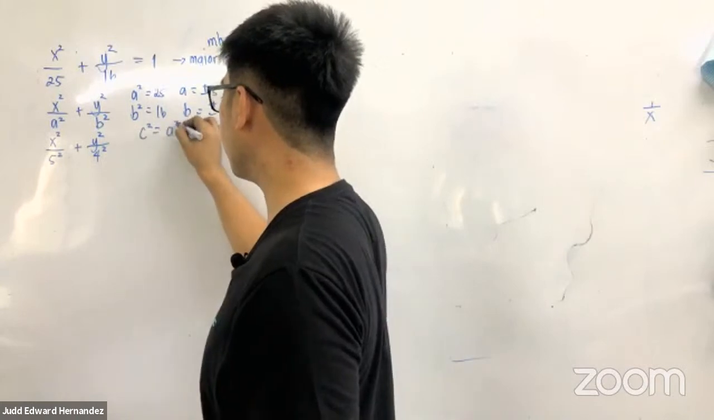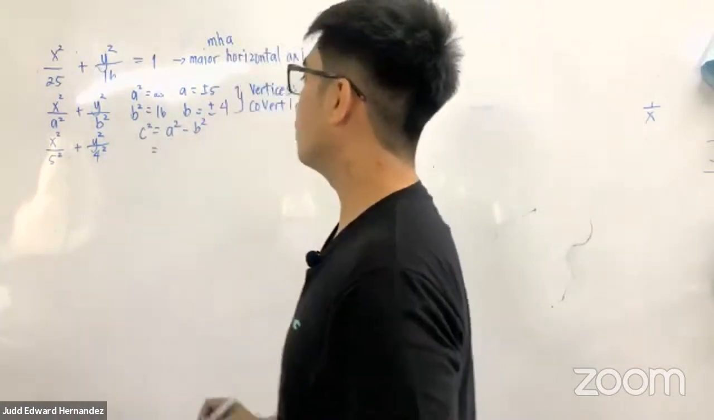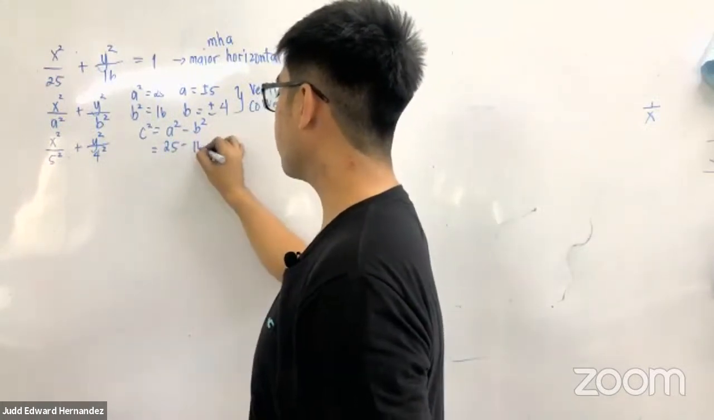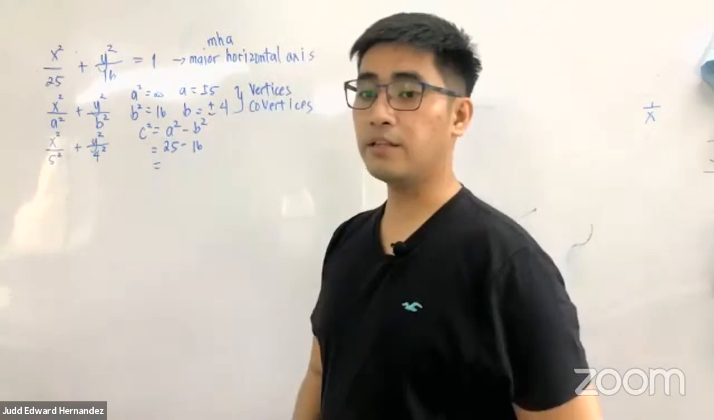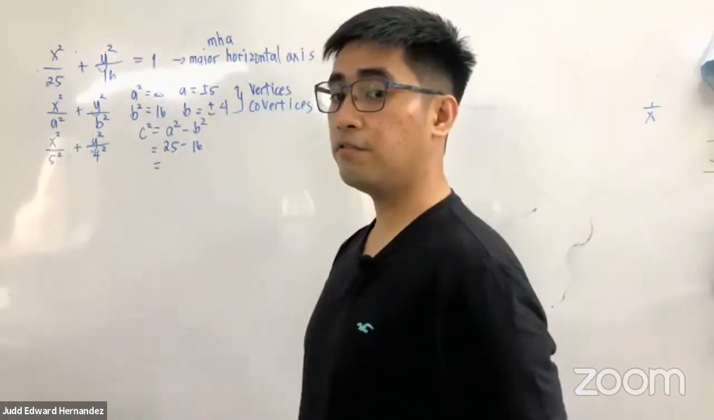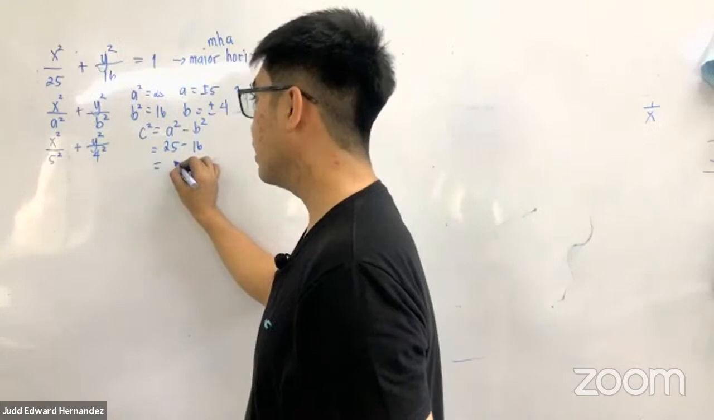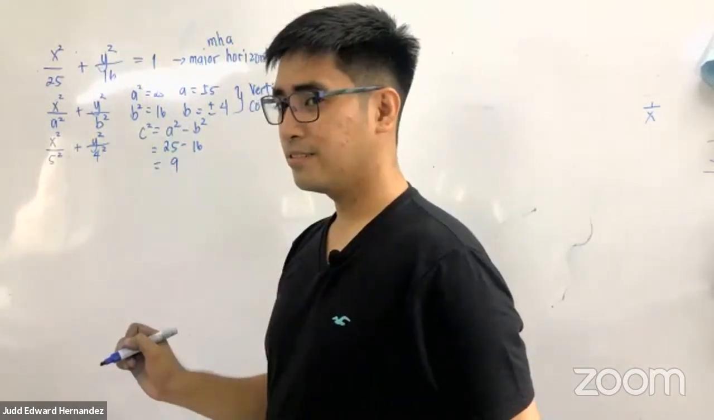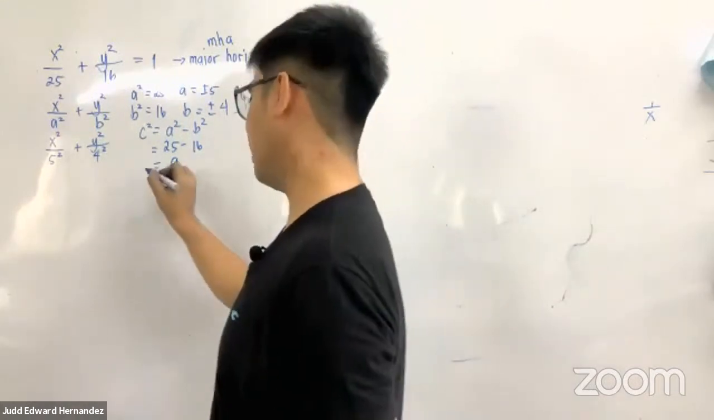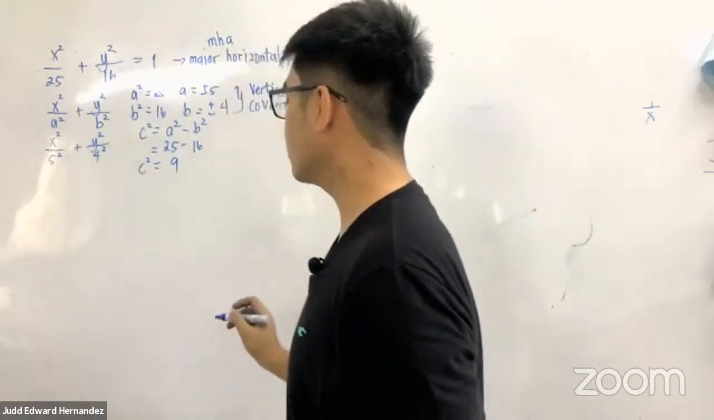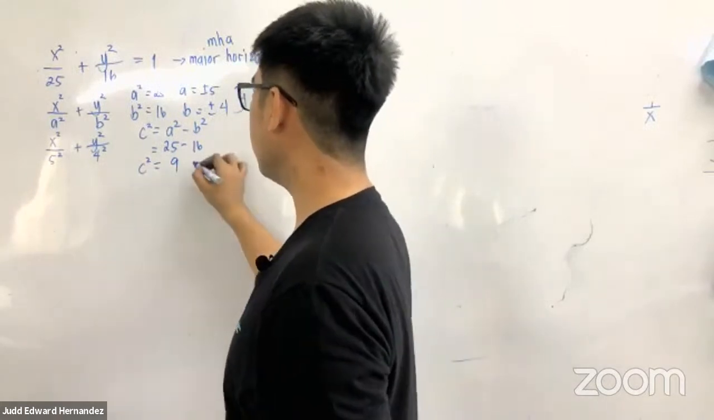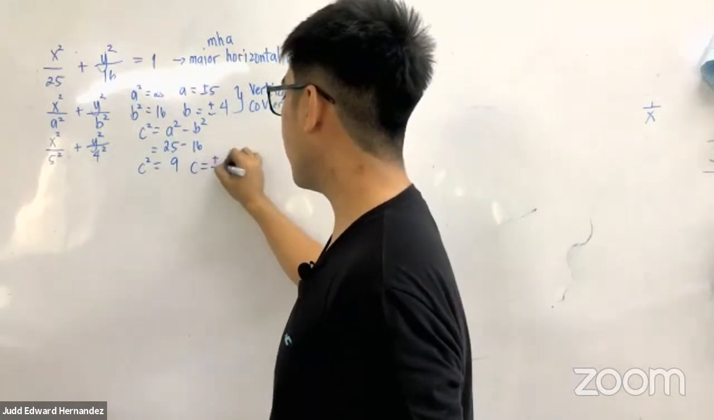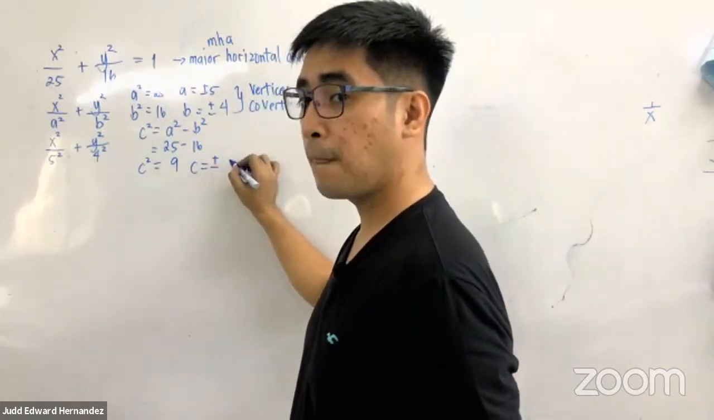So, what is the formula? C squared is equal to A squared minus B squared. What is our A squared? Our A squared is 25. What is our B squared? Our B squared is 16. What is 25 minus 16? Therefore, it becomes 9. Okay, that is 9. Medyo malabo yung dating ng signal. So, C squared is equal to 9. Therefore, C is what? What is the value of C? That becomes plus minus 3.